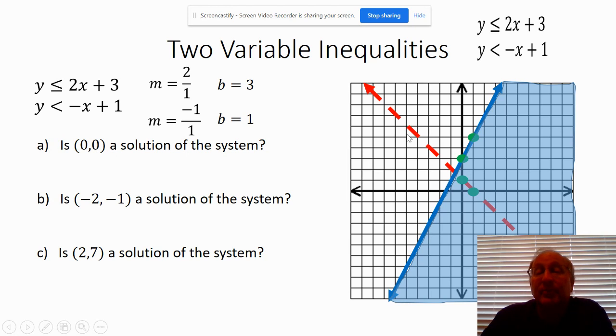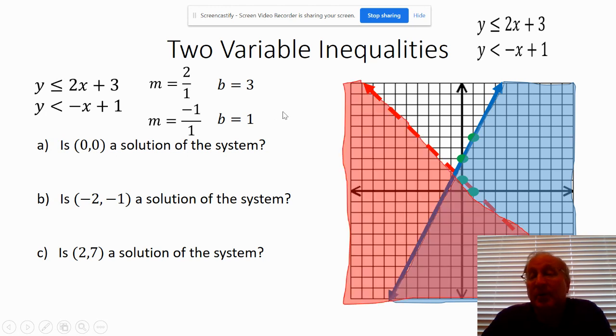And once again, just like before, pretend I'm standing on this red line. And am I looking for y values that are smaller or larger? Smaller. So that means my answer is in this area right here, below both of these lines.